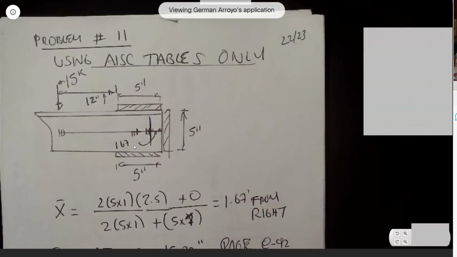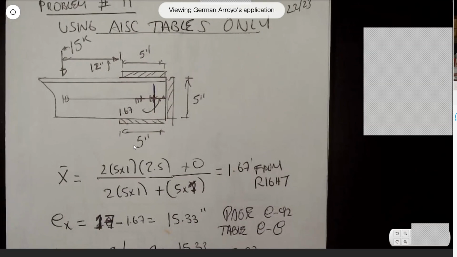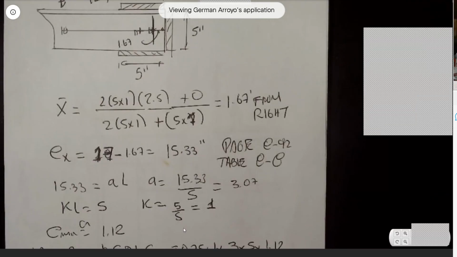And this is what I'm showing here. This is the location of my axis. So the eccentricity is going to be, look, 12 plus 5, 17. So the distance all the way to here is 17. Minus 1.67, 15.33. So go to the code to page A-92, the same page that we used before.